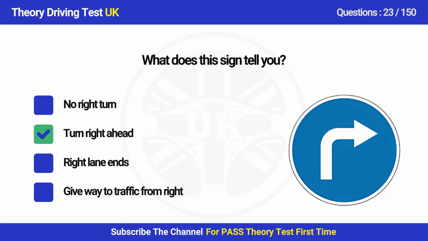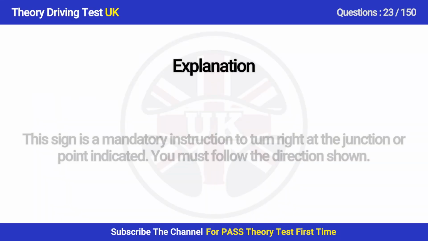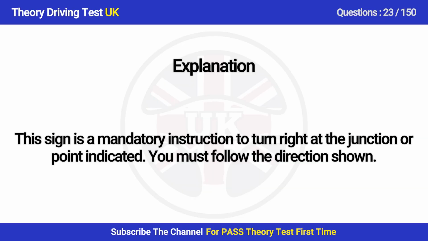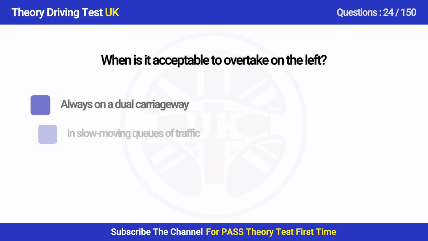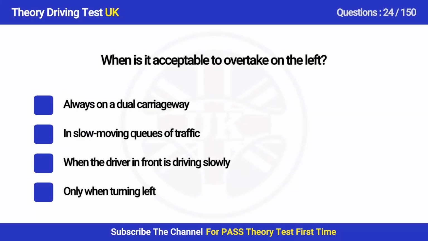Answer is B. Turn right ahead. This sign is a mandatory instruction to turn right at the junction or point. You must follow the direction shown. Question 24. When is it acceptable to overtake on the left? A. Always on a dual carriageway. B. In slow-moving queues of traffic. C. When the driver in front is driving slowly. D. Only when turning left.